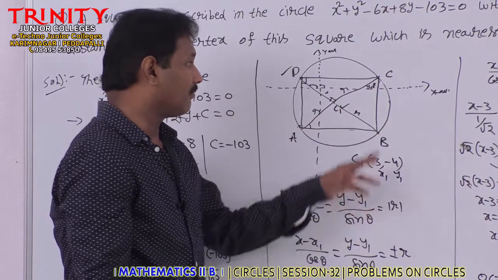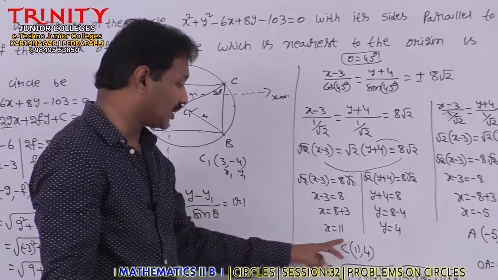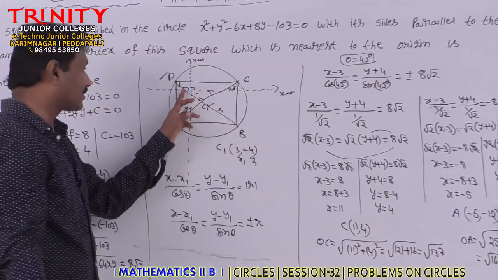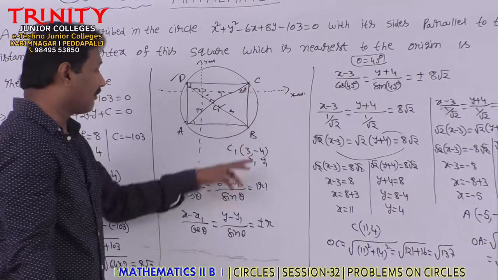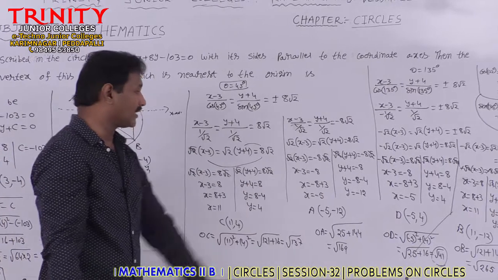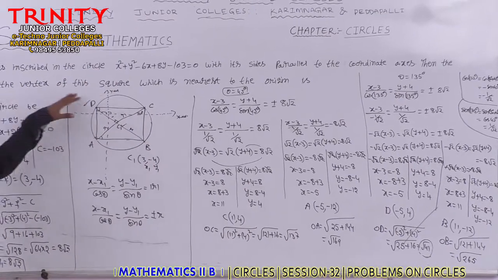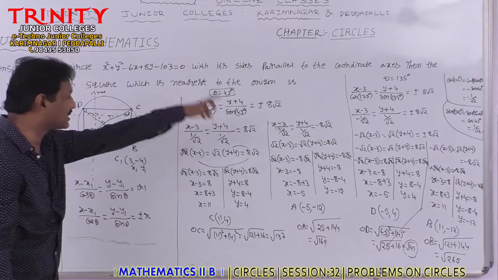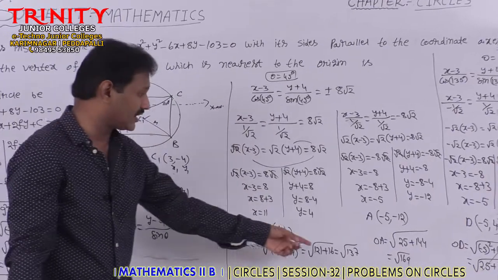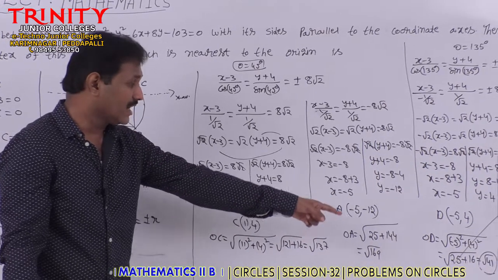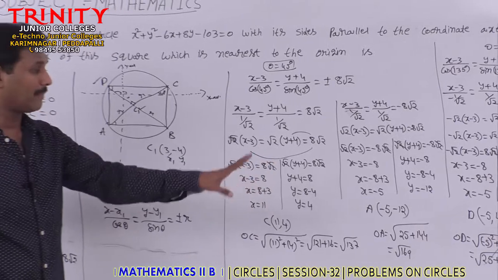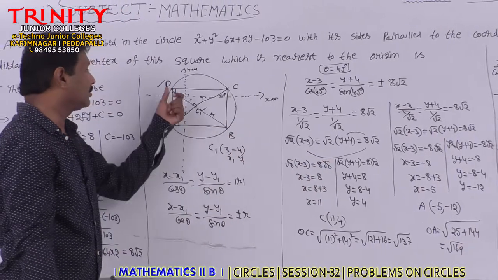Using this, with one angle of 45 degrees, we get two vertices, and the other diagonal forms 135 degrees. We find the other two vertices, B and D. Therefore, these are the four vertices. Actually, we need the distance of the vertex of the square which is nearest to the origin. We find the distance from the origin to every vertex. These are the four distances. The least distance is root 41. Therefore, the vertex D (minus 5, 4) is the nearest point to the origin.